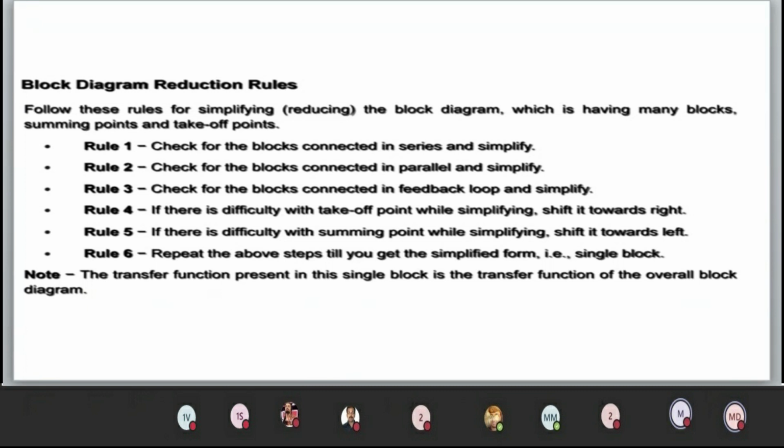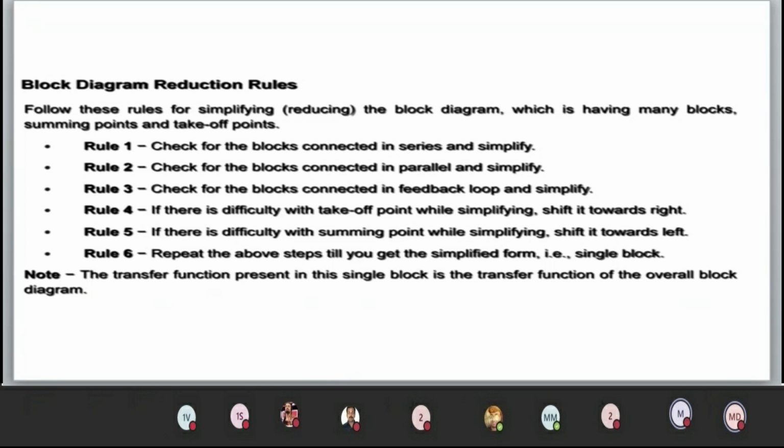Kindly understand, if the arrow mark is pointing in the forward direction, it is feed forward. If the arrow mark is pointing in the reverse direction, it is feed backward or feedback. Right? Rule 3, check for the blocks connected in a feedback loop and simplify. Rule 4, if there is difficulty with the takeoff point, shift it towards the right, that is ahead. If there is difficulty with the summing point, shift it towards the left, that is before.